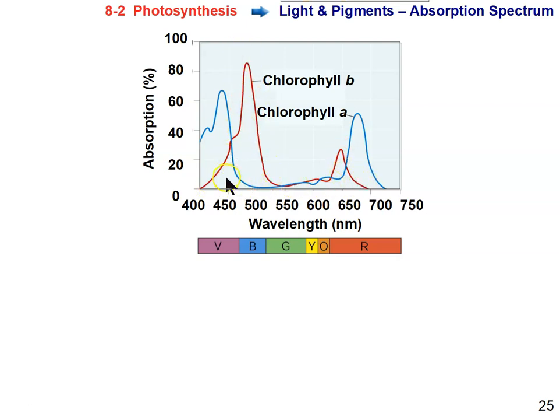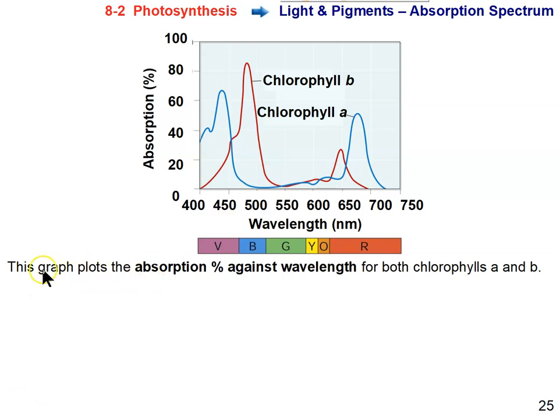So you'll notice we have absorption spectrum tracings here for both chlorophyll A and chlorophyll B. But because they're shown separately, this is known as an absorption spectrum. In an action spectrum, what you see is the combined effect of both of them together. And if you combine these together, you see that it matches very closely Engelmann's living action spectrum. So what this graph does is plot the absorption percentage against wavelength for both chlorophyll A and chlorophyll B.